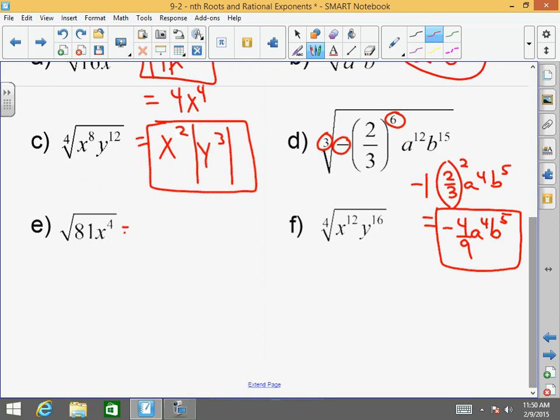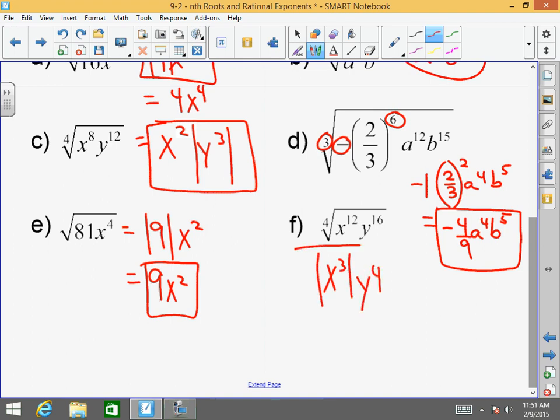The fourth root of 81x to the fourth. This is going to be 9 in absolute value because the exponent of 9 is 1. When I pull an odd exponent out of an even root, it must be an absolute value, times x squared, which equals 9x squared. The fourth root of x to the 12th, y to the 16th. This is going to be x cubed in absolute value, y to the fourth. Why did I put the x cubed in absolute value? Because I pulled out an odd exponent from an even root. Okay? Hopefully this is making sense, my friends.